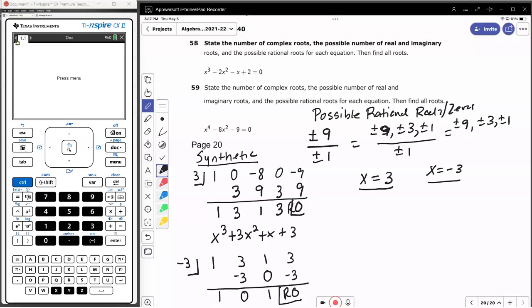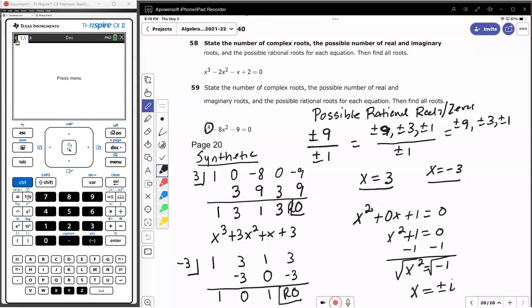How many roots are we going to have? How many zeros? We should have 4. So right now we have 3 and negative 3. We're going to try to find the last ones. So we have x squared plus 0x plus 1 equals 0. So you have x squared plus 1 equals 0. And I'm just going to solve this algebraically. Subtract 1, subtract 1. So we have x squared equals negative 1. We get the square root of both sides. So we have x equals plus or minus i.